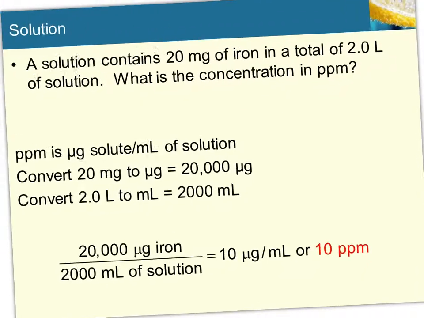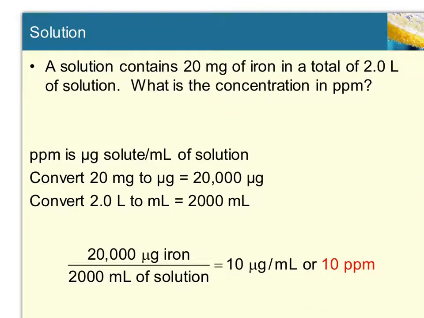So ppm, as we said, is micrograms per milliliter. If I have 20 milligrams, I have to move the decimal place 3 points to the right to get to micrograms, and I can do this using my conversion chart in the middle of my table. And to go from liters to milliliters, I'm also going to go 3 places to the right. So I wind up with 20,000 micrograms over 2,000 milliliters, which gives me 10 micrograms per milliliter, or 10 parts per million.